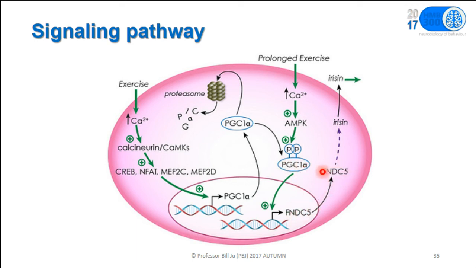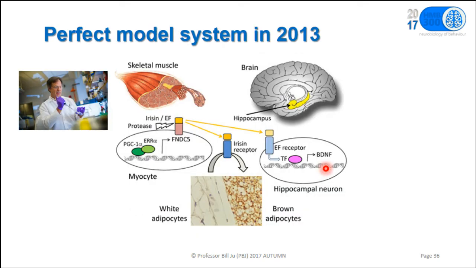And FNDC5 in turn has that N-terminal domain that can act as a signaling molecule, which then gets cleaved, and this irisin molecule can then work on different areas like the brain, etc. Do you have any questions on this before I go on? I would like you to make sure that you know this signaling pathway, both signaling pathways, and the overall structure of the FNDC5 that I showed you earlier.